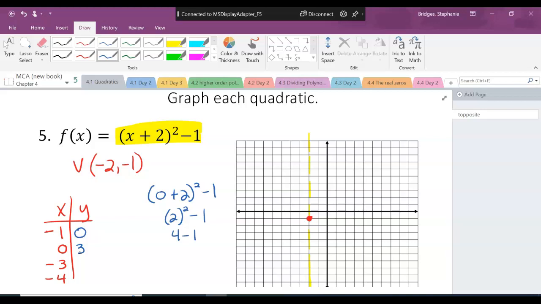So what we did here was we picked out our vertex. So h is going to be the opposite of that, and then k is going to be whatever it is. And then based on this, is it going to open up or down? Bigger than 0, it opens up. That makes sense.